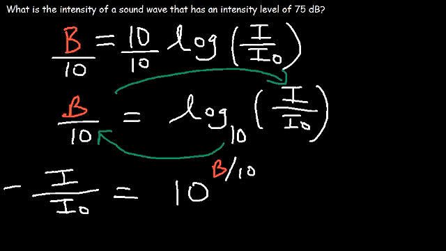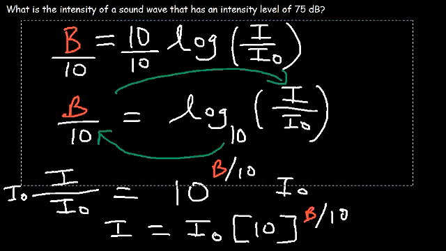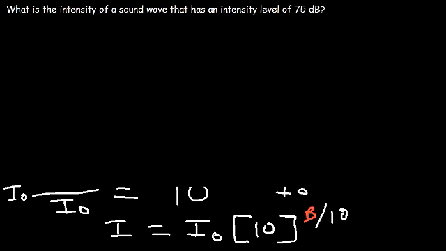So now let's multiply both sides by I0. So the intensity is equal to the threshold of hearing multiplied by 10 raised to the intensity level divided by 10. Now that we have the equation, we can use it to answer the question.